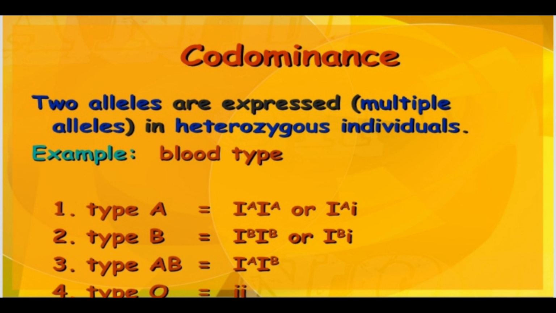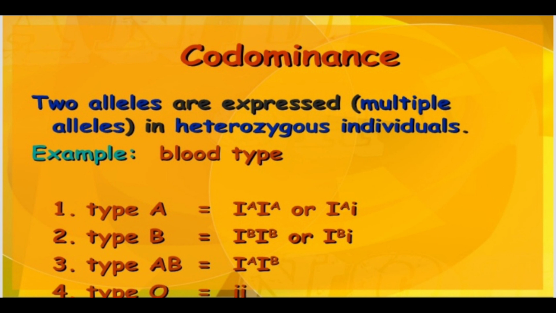And now codominance, when 2 alleles are both expressed in heterozygous individuals. For example, here we take the example of blood type. Type A is IAIA or IAi. Type B is IBIB or IBi. Type AB is IAIB, and type O is ii. So we have to know what the I is here.